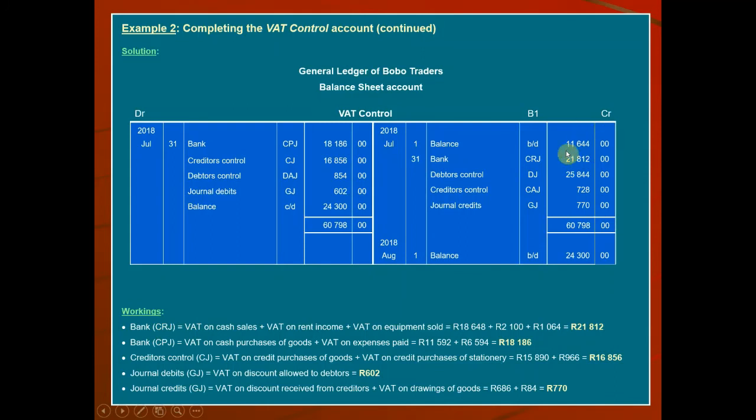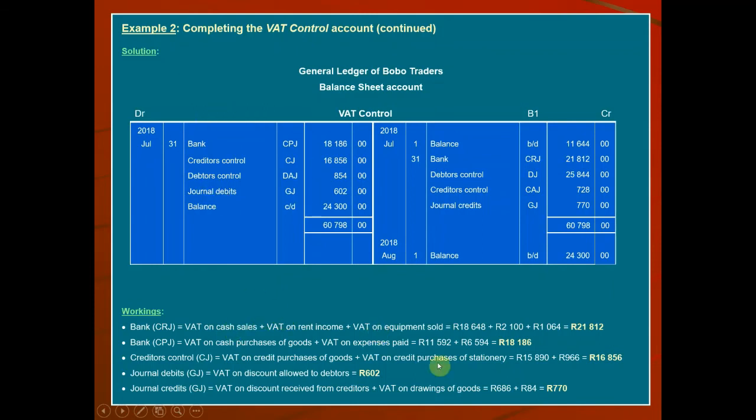If we look, for example, at our CRJ of 21,812, it would be the result of a few various transactions. Because there's the VAT on the cash sales, there was the VAT on the rent income, and there was the VAT on the equipment sold. All of those were cash transactions. So you would in brackets show your calculation of how you got to the 21,812. Similarly, for your CPJ, there were a few different transactions that belonged there.